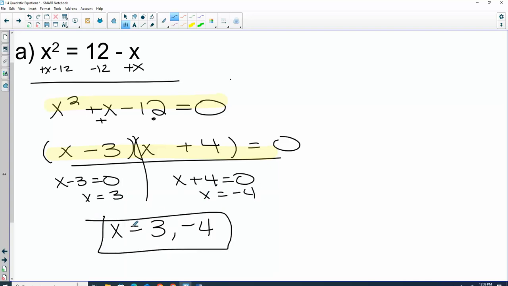Alright, how can we check our work? Plug them back into the original, and we would get an answer that way. I put in a 3, you get 9 equals 12 minus 3 is 9. Put in -4, -4 squared is 16 equals 12 plus 4, so 16 equals 16. You can check it. Alright, if you do your work right, you shouldn't get answers that don't work on those. It's not one of those types of problems where we get extra answers.